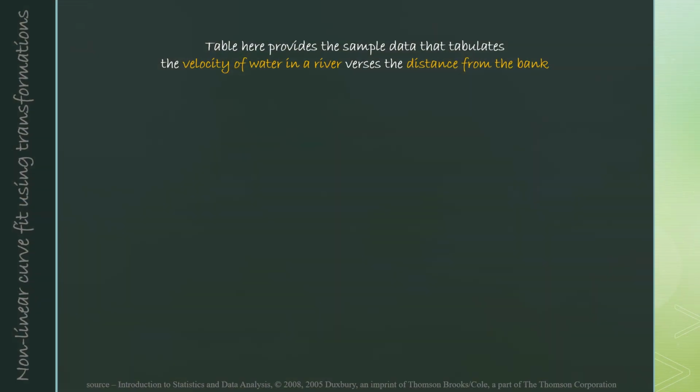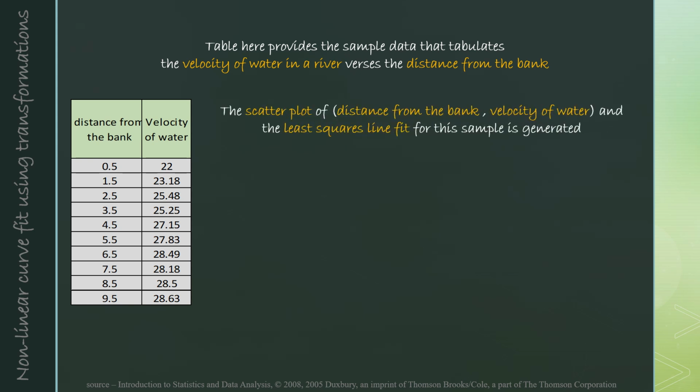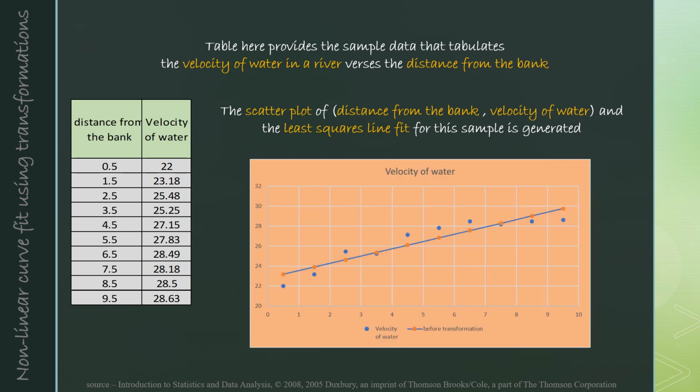Nonlinear curve fit using transformations. The table here provides the sample data that tabulates the velocity of the water in the river versus the distance from the bank. Velocity of the water is the least near the bank due to friction, and it increases towards the middle of the river. The scatter plot of the distance from the bank versus velocity of the water and the least squares line fit for this sample is generated.